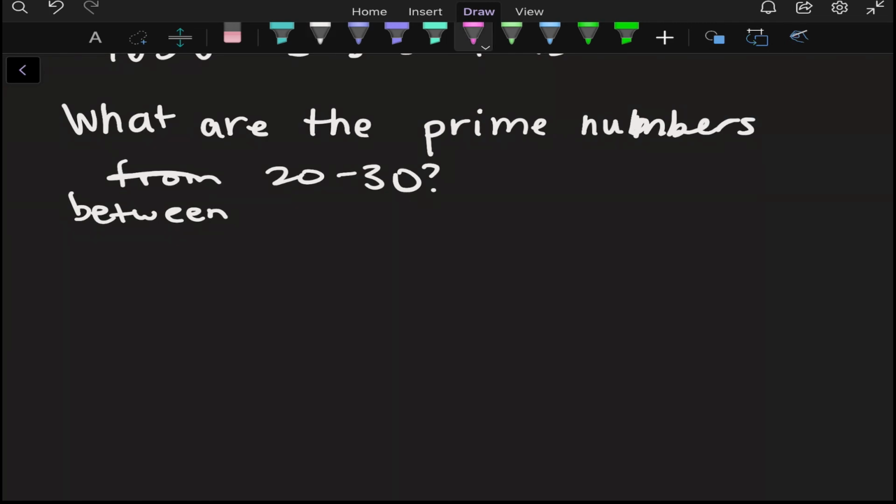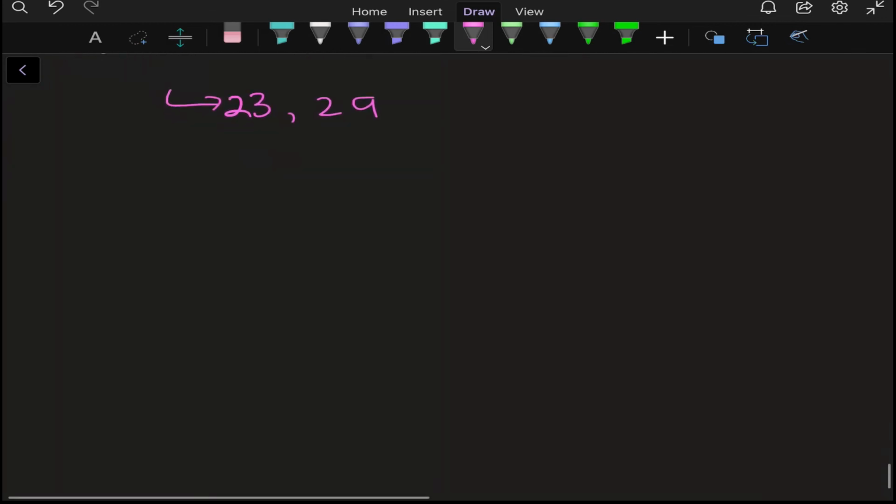Okay, so the prime numbers between 20 and 30 are 23 and 29. Okay, so only those 2. Alright, hopefully you got that one as well.